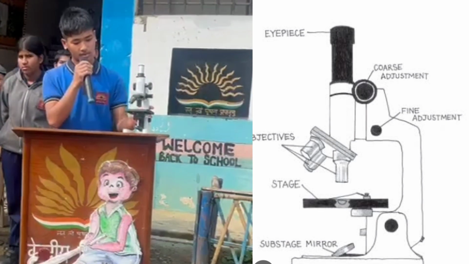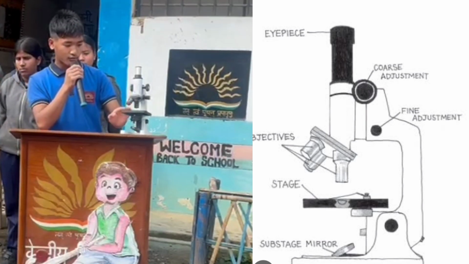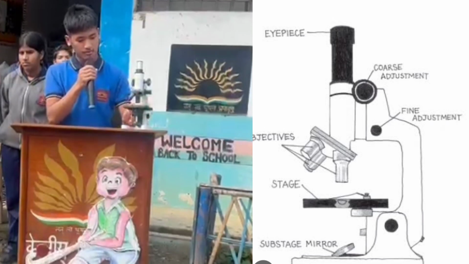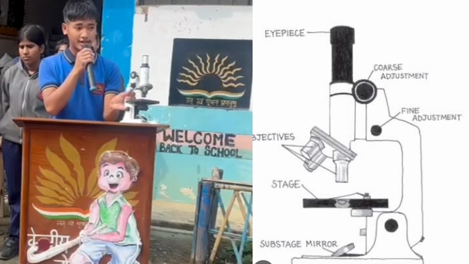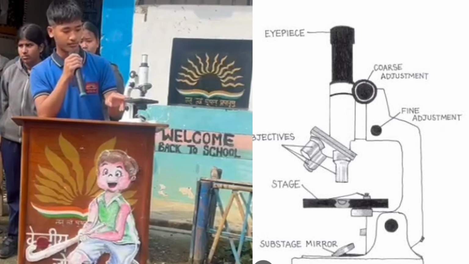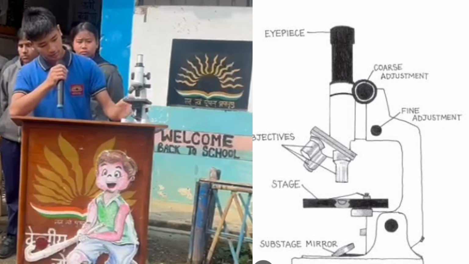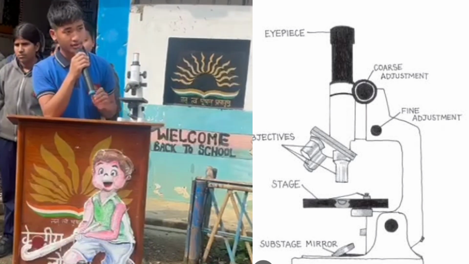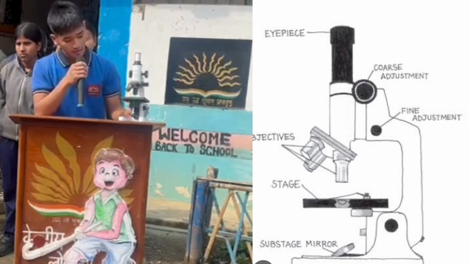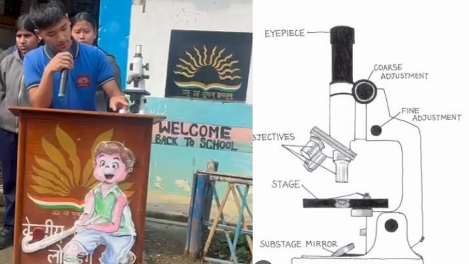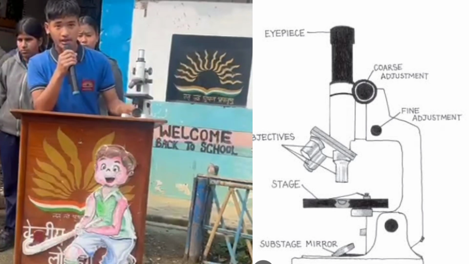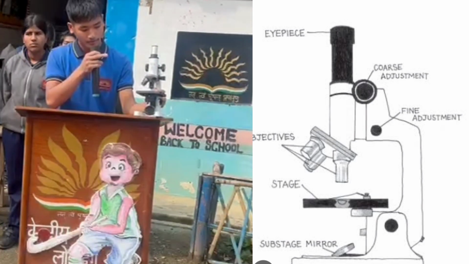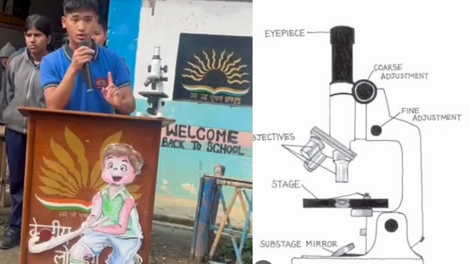Then below this we have a plain platform which is called the stage, where we keep our slides, and we are provided with these two clips, which are called stage clips. Their function is to hold the slides. Then below this we have this part called the condenser, and its function is to focus light on the part of the slide which is being studied. Then below this we have a small mirror. Its function is to redirect light to the slide. We can replace it by a source of light also.